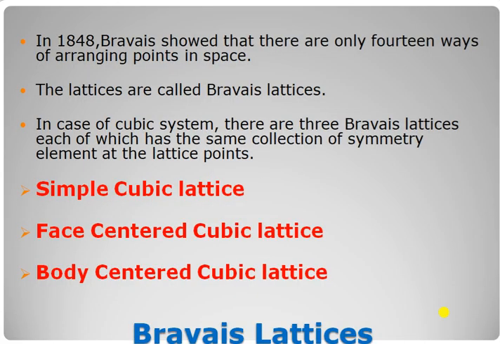In 1848, Bravais showed that there are only 14 ways of arranging points in space. The lattices are called Bravais lattices. In case of cubic system, there are 3 Bravais lattices, each of which has the same collection of symmetry element at the lattice points. These 3 Bravais lattices are simple cubic lattice, face-centered cubic lattice, body-centered cubic lattice.